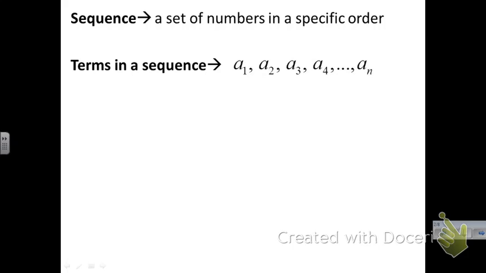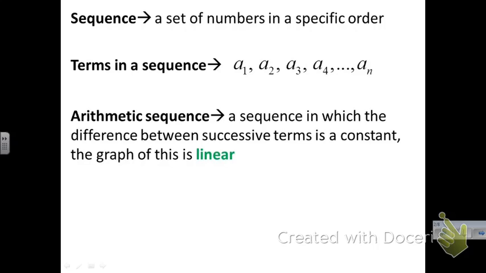Terms in a sequence will look like this. A sub 1 means that it will be the first term. A sub 2 would be the second term. A sub 3 would be the third term. A sub 4 would be the fourth term. And A sub n would be what we call the nth term. It's the term that we haven't defined yet.